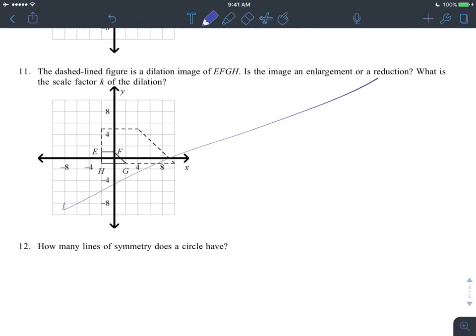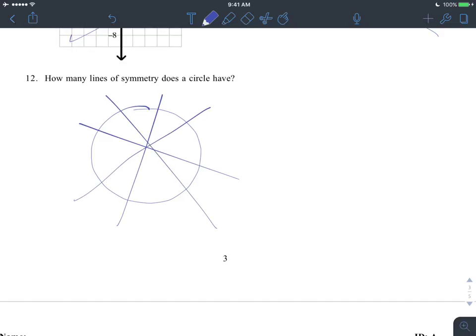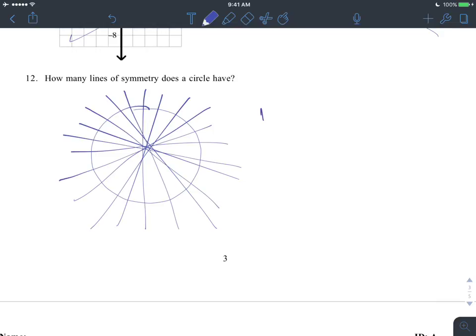Okay, I told y'all to skip number 11. How many lines of symmetry does a circle have? So remember, you can draw as many lines as you want, and you'll still always be able to draw more. So the answer for this is infinite.